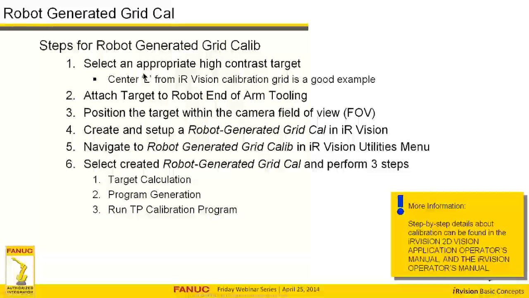So you select an appropriate high contrast target. The center L from the vision grid actually works well, and that's what I'm going to use in my example. But it doesn't need to be a calibration grid. You attach that target to the end of arm tooling. You position the target in the camera field of view. You create a special calibration.